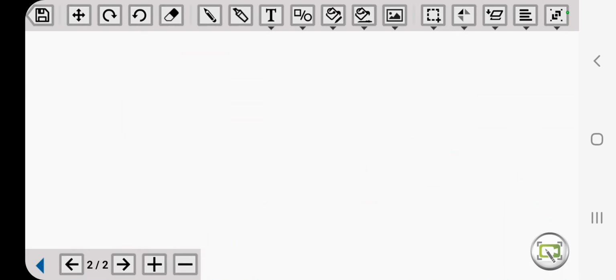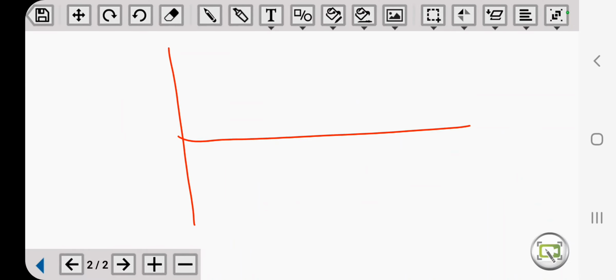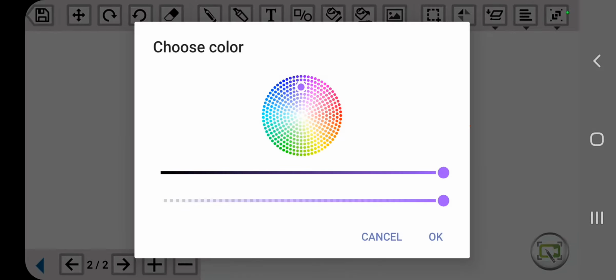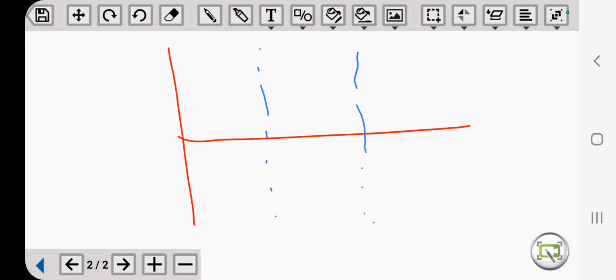Now let's move over to the tan graph. The tan graph has a cycle of 180, and it has two asymptotes, at 90 degrees and 270. Now remember, an asymptote means that the graph will never touch it, but moves closer and closer towards it. And this is the shape of the tan graph.